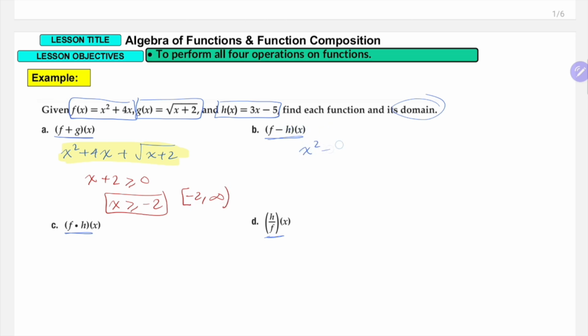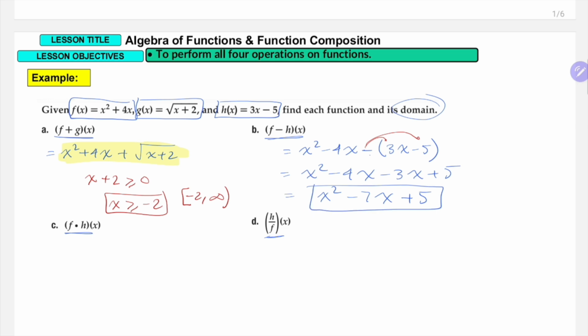F minus h. F is x squared plus 4x, and h is 3x minus 5. I need to be careful, because it's a minus. So I'm going to open a bracket, put h, which is 3x minus 5, and then close the bracket. Here I will be able to simplify this expression because it's all polynomials and I have some like terms, but I need to be careful because this minus will change the signs of everything that comes after. So it becomes x squared plus 4x minus 3x plus 5, and eventually, combining like terms, it is x squared plus x plus 5. And this is the final form of the difference of the functions f and h.